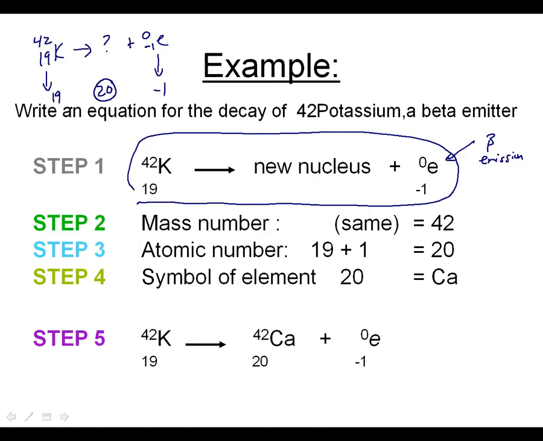And 20 here would be calcium on the periodic table. So if we go to the periodic table and look up number 20, we see it's calcium. Now for our mass number, we have 42 on the left and 0 on the right, which means our missing mass number is going to be 42 in this case. And if we add up everything on the bottom, atomic numbers 20 and -1 give us 19, so we're balanced.